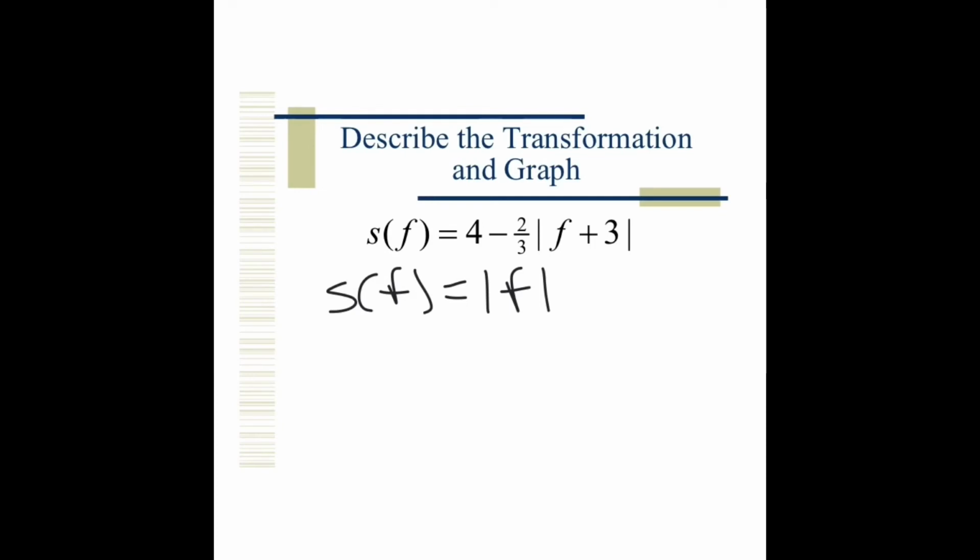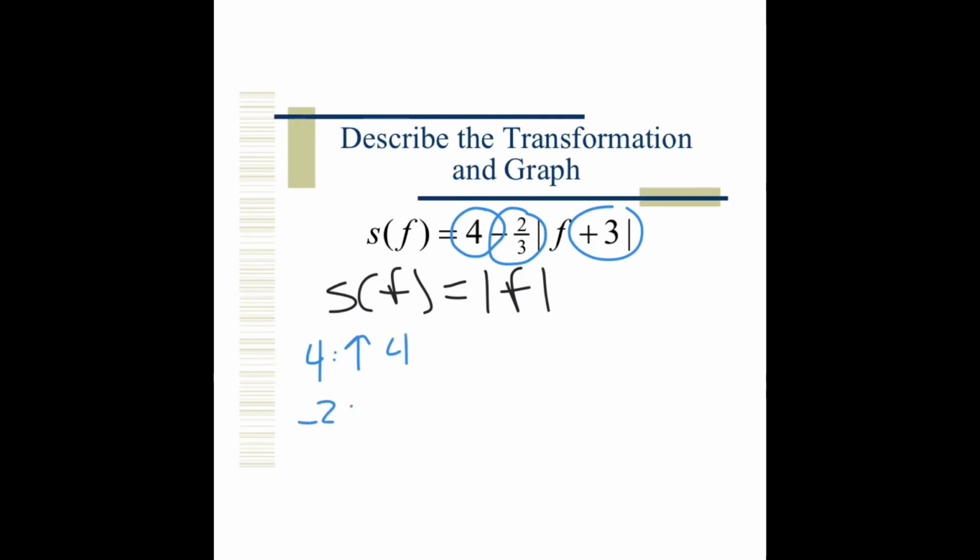All right, so we have a few numbers to consider here. We have the 4, we have the -2/3, and we have the +3. Let's go ahead and just do this from left to right. So for our 4, that's a number that's detached from the function itself. So that's going to take this whole function and move it up 4.